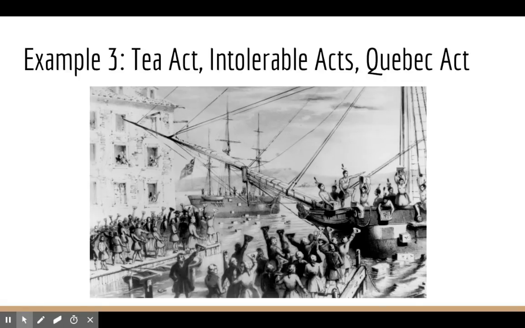It allowed British soldiers to stay in towns and actually be housed in vacated buildings. Boston refused to repair their old buildings, so soldiers were actually forced to camp. So that was their act of resistance.